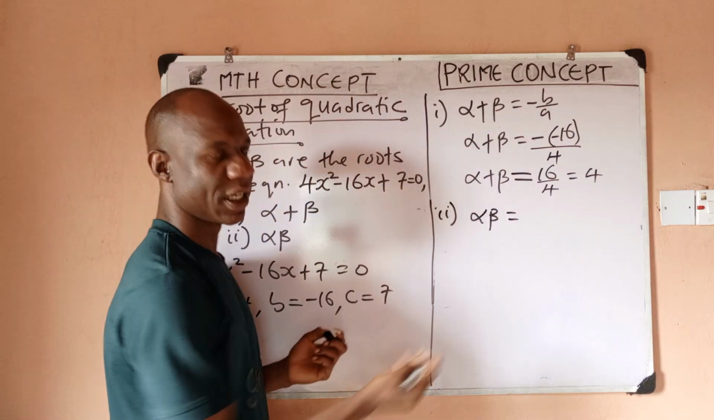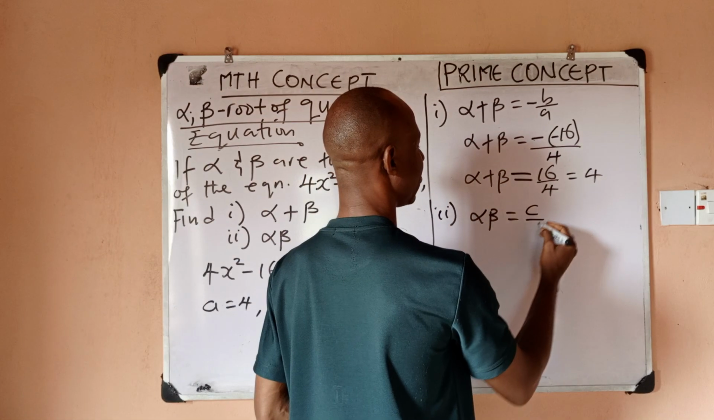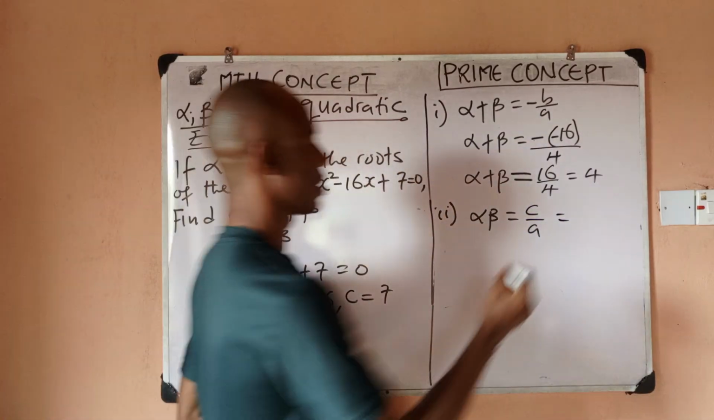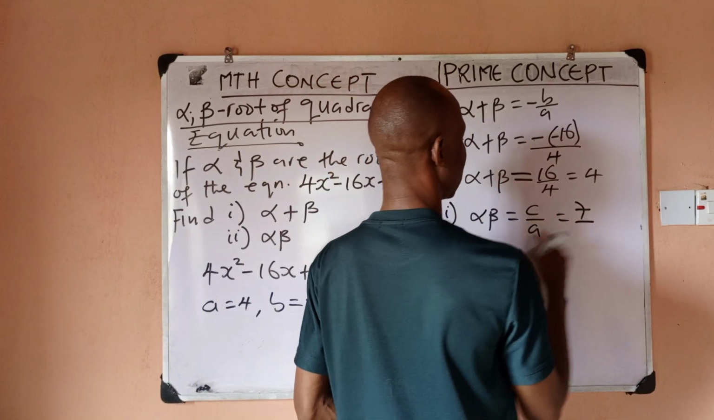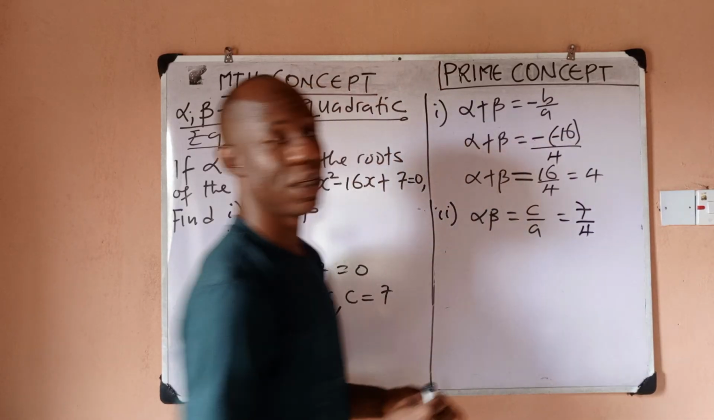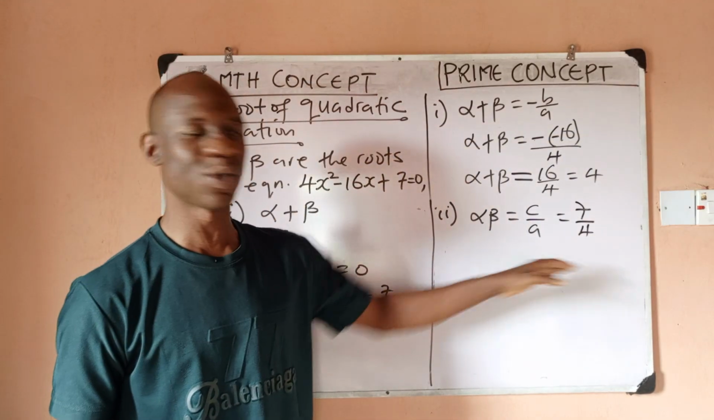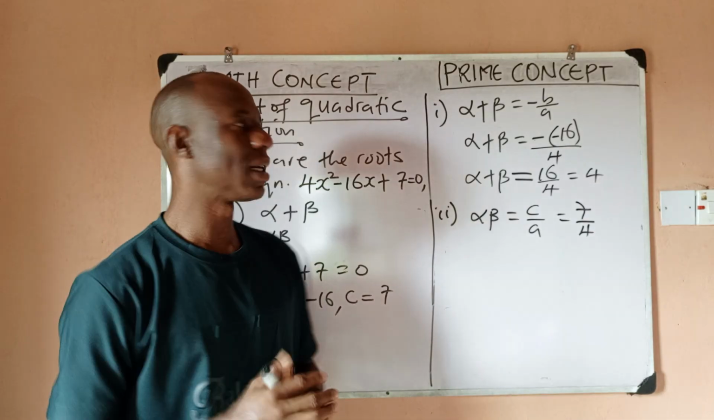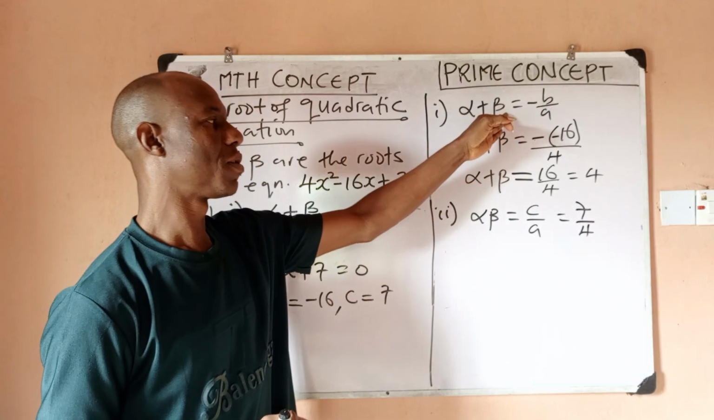Now the second part of the question says, find alpha beta. From what we derived again, alpha beta is actually going to be C over A. So what is our C in this case? Our C is what? 7. And then our A is what? 4. So it means that our alpha beta is what? 7 over 4.